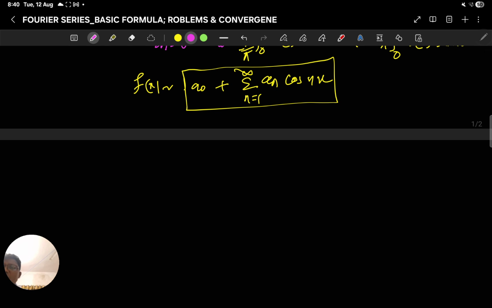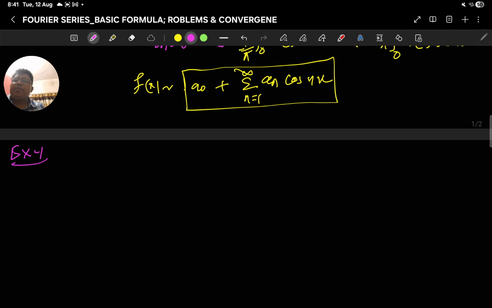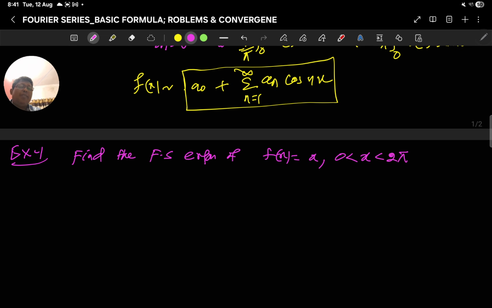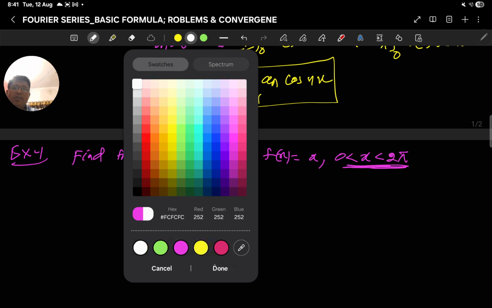Suppose we consider one example. Example 1. You are asked to find the Fourier series expansion of f of x is equal to x, 0 less than x less than 2 pi. Okay, so you see this is a 2 pi periodic function and it is integrable from 0 to 2 pi. So in that way we write the solution.